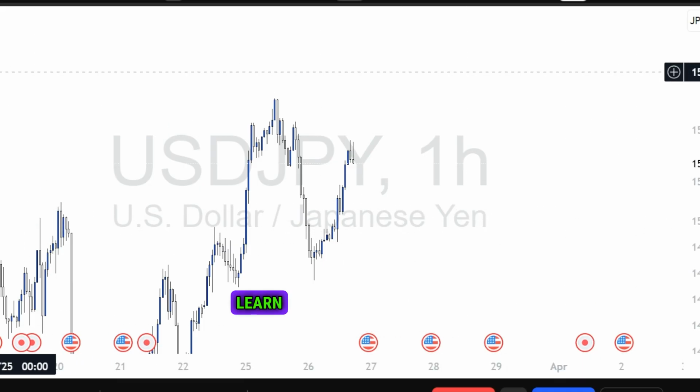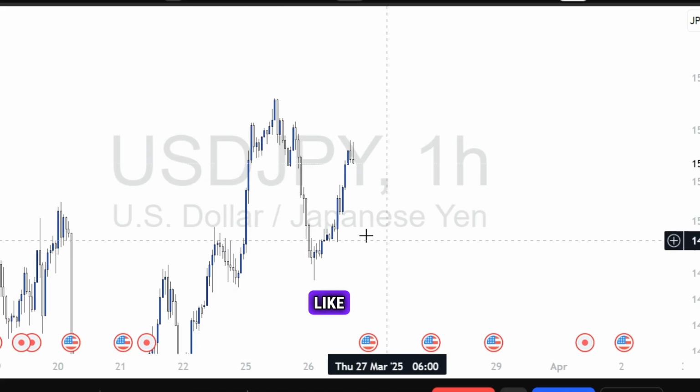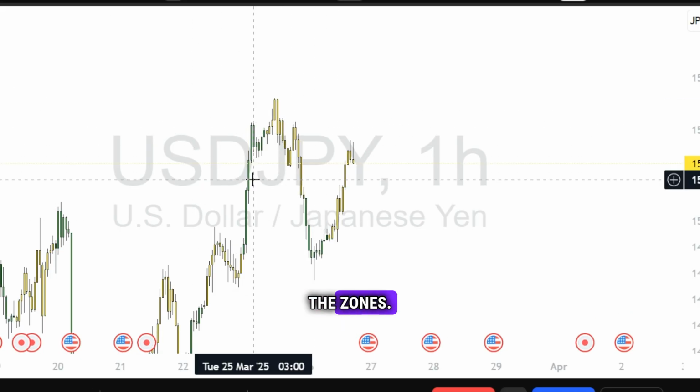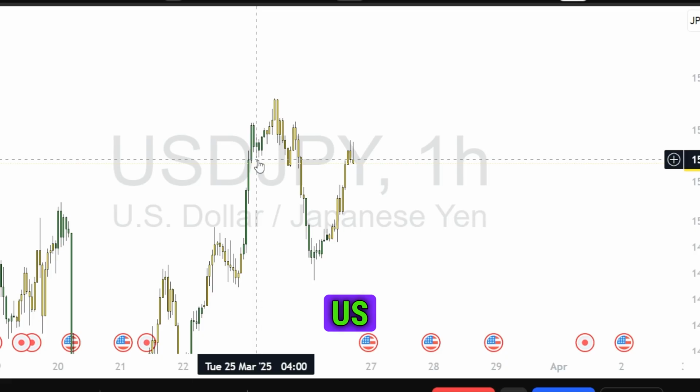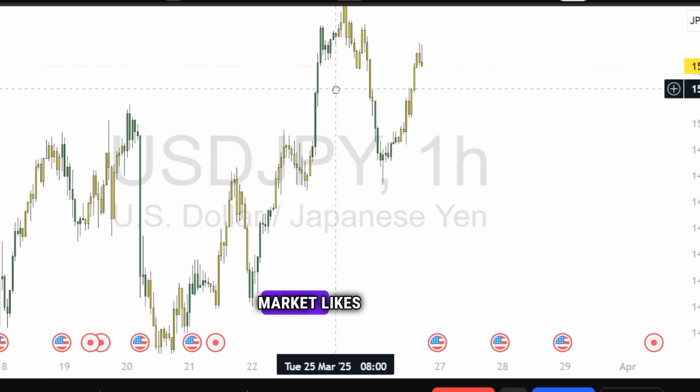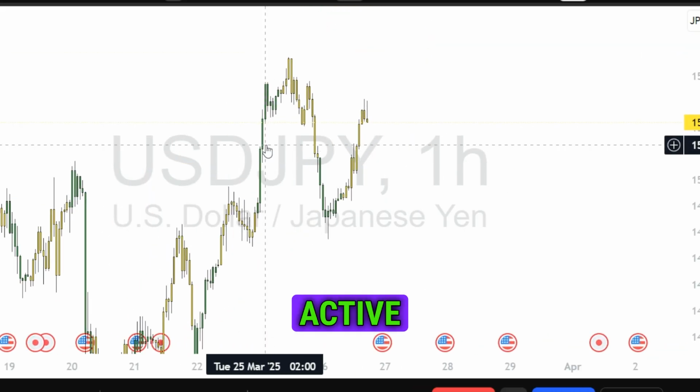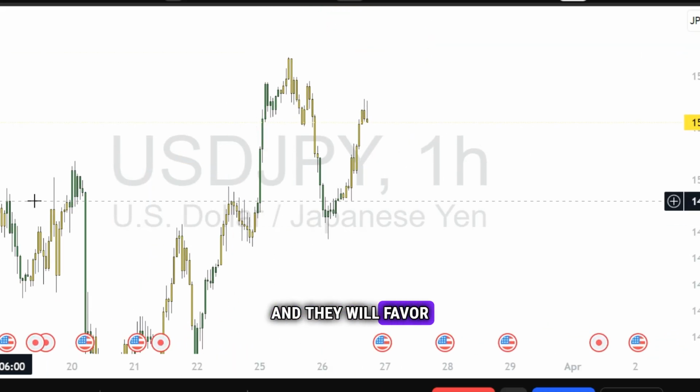The main thing you need to learn is to understand that if you just have your candles like this, we need to find who created the zones. And this is why I actually highlight my candles in this way, so I can see what the US traders are doing in the market and which zones they have been respecting, because zones aren't formed by random. It doesn't form because the market likes pth. It forms because you have different active participants in the market and they will favor certain areas.